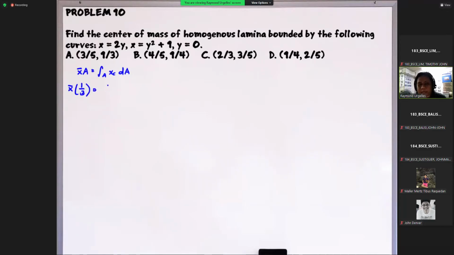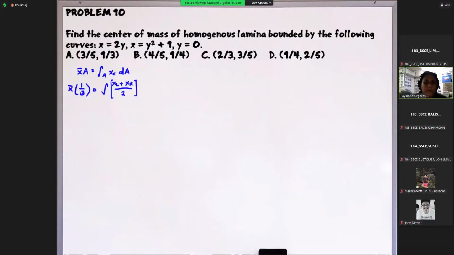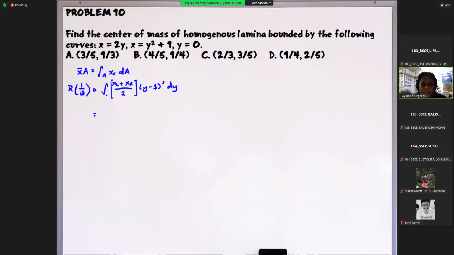And as for this one, the integral, diba? So ano yung x sub c natin? So again, that's x sub L plus x sub R divided by 2. Okay? So how about our differential area? The differential area is y minus 1 quantity squared dy. Diba? Okay? So again, limits of integration natin. So this is dy, kaya from 0 hanggang 1.